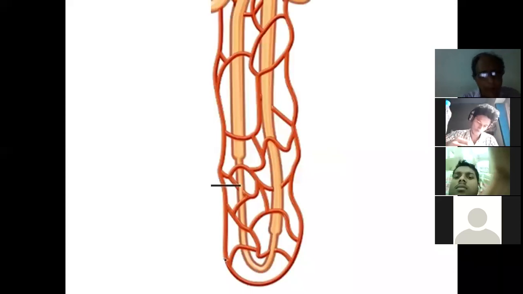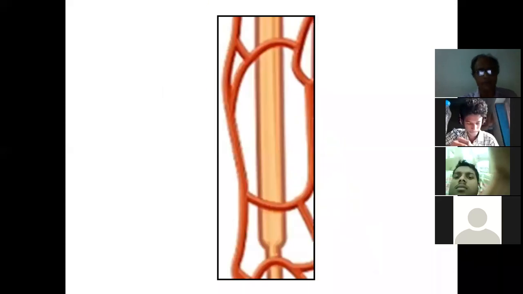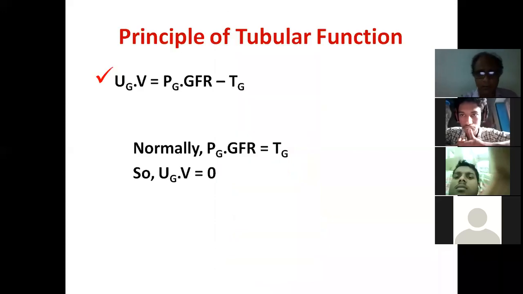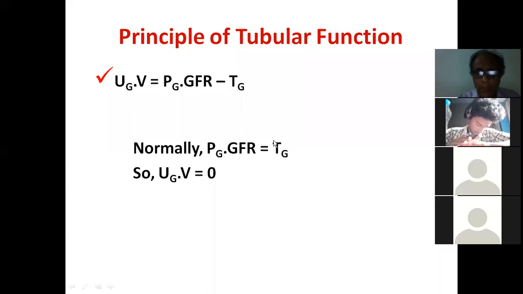If we take this portion and magnify it, this is a portion of the tubule and this is a portion of the peritubular capillary. And here is the PG. Transport of glucose takes place there, and then it enters the peritubular capillary plexus. Normally, glucose is reabsorbed 100%. That means normally the filtered load of glucose is equal to the amount of glucose reabsorbed. As a result, glucose is not present in urine. So normally, PGGFR is equal to TG.